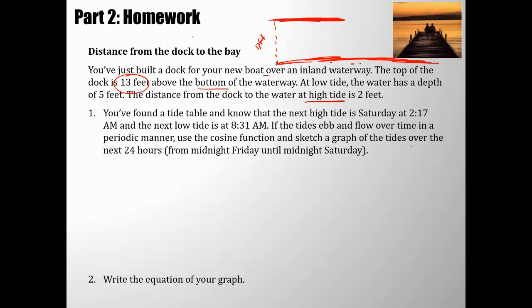The water can be a variety of different heights, obviously, right? So at low tide, the water has a depth of 5 feet. At high tide, it has a depth of 2 feet. I'm sorry, 2 feet below the dock. I said it and I was like, that doesn't make any sense. 2 feet below the dock, right? So at high tide, this right here is 2 feet. Well, this whole thing is 13. So high tide is going to be 11 feet, right? So we've now identified what our high tide and our low tide are.